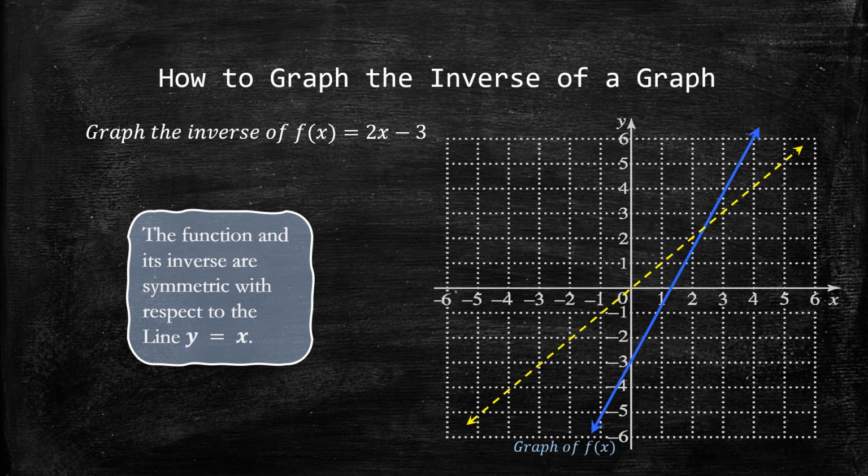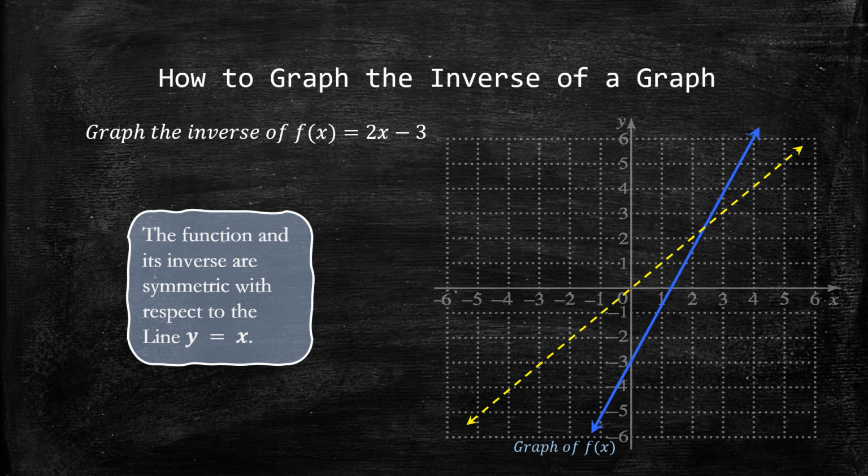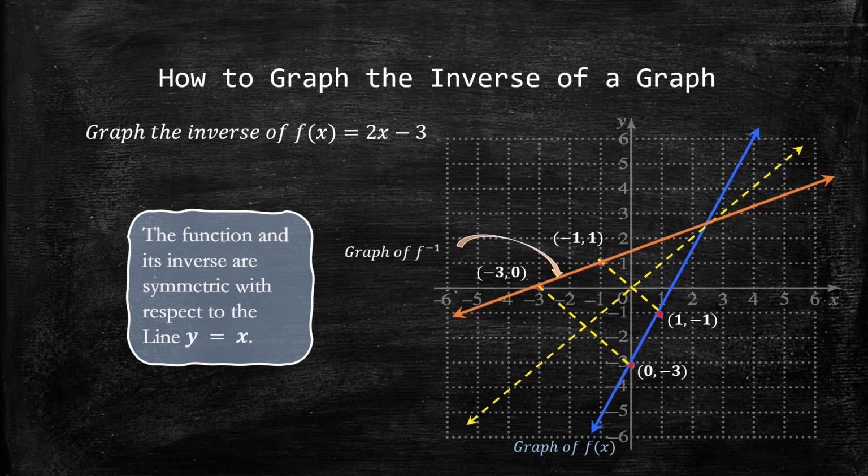We're going to take 2 points on my first graph. The first one we took is 0, negative 3. Now this point on the inverse is going to become negative 3, 0. Let's take another point. This one is 1, negative 1. On the inverse it's going to become negative 1, 1. Notice how these points are equidistant with respect to y equals x. Now let's graph the inverse. So this is the graph of the inverse.